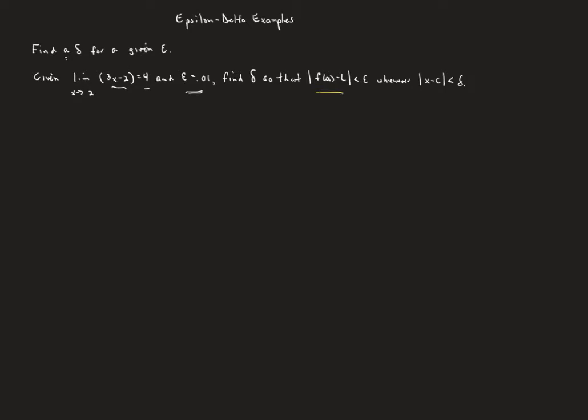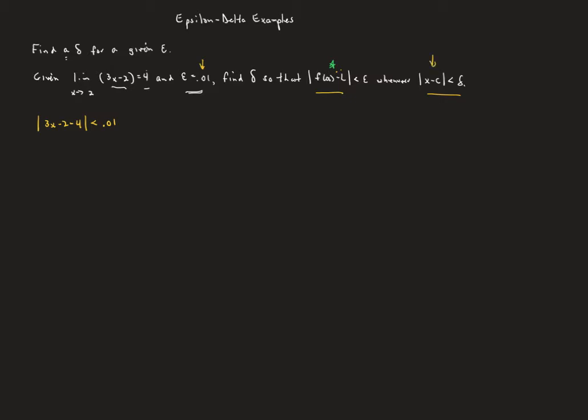So again, this part right here is going to be given to you. Now what we're going to do is start with this part first. So we're going to say, well, the f of x, that is our 3x minus 2. And we want to go minus L, and the limit is that 4, so I'm going to say minus 4 in absolute value is less than, and in this example, I'm giving you a number for epsilon, so we're going to call that 0.01.